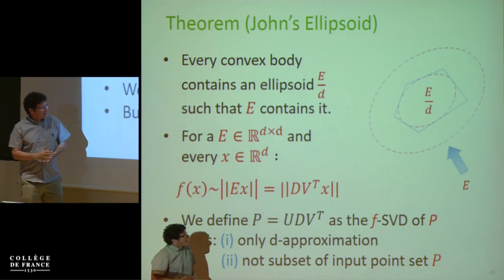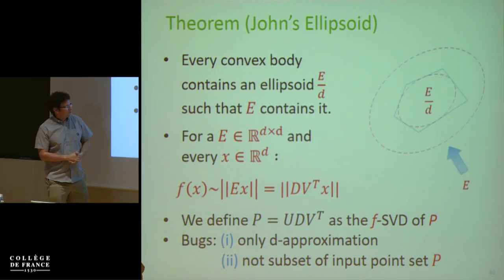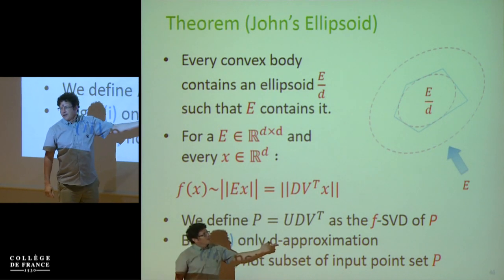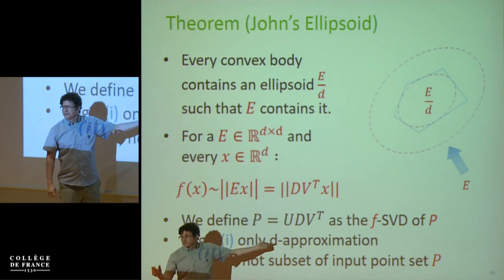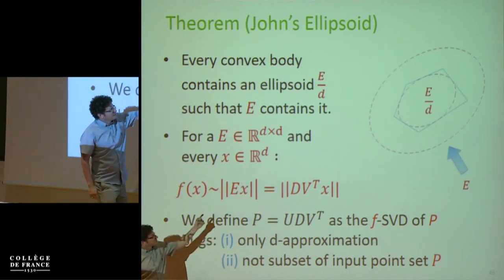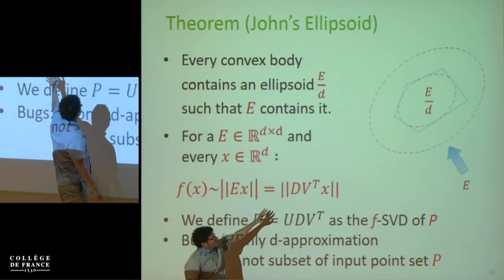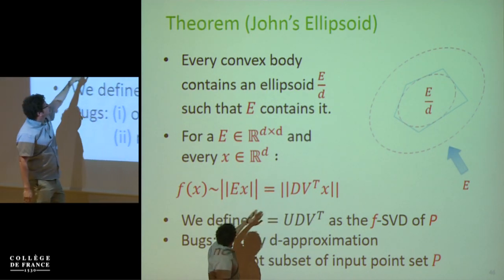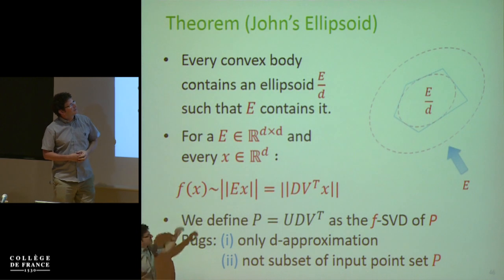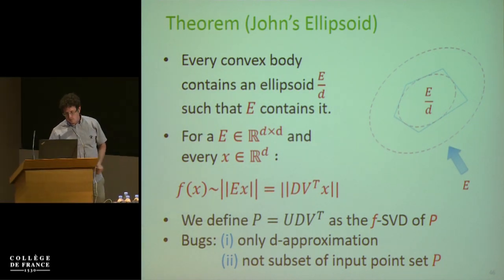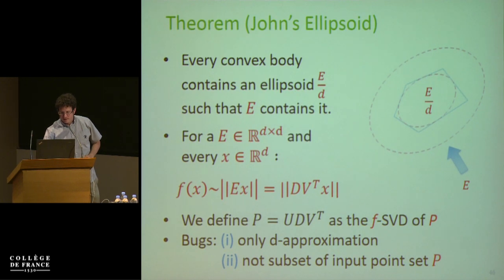But we're still only at the beginning because there are two problems. First of all, unlike the L2 case, it's only an approximation, and I promise you a 1 plus epsilon approximation. And the second thing is that it's not a subset of the input. So this is an approximation to f(x) for any x, but we want a subset of the input points behind f(x). But it's a good start. So we know the sum at least, we know how to approximate it up to a factor of d.